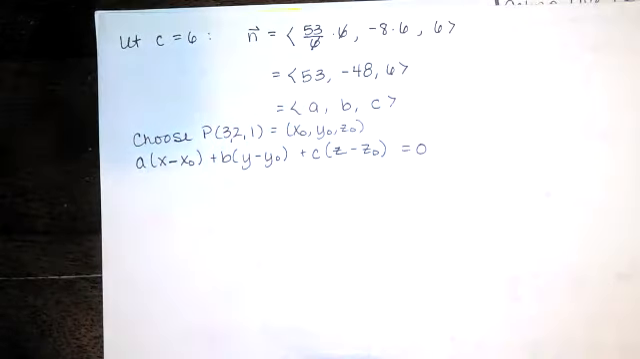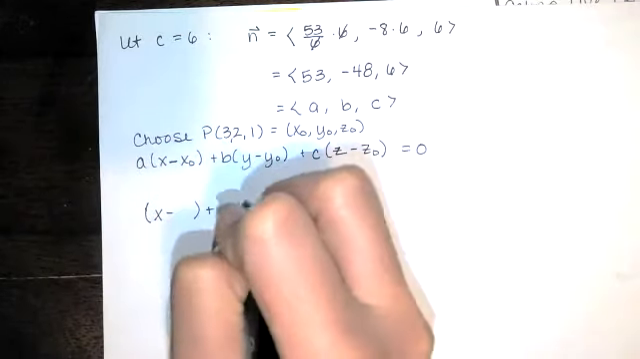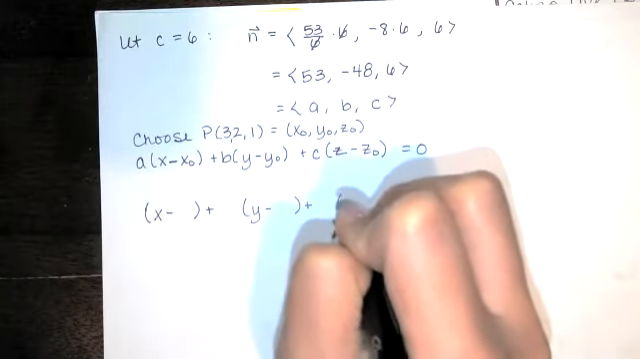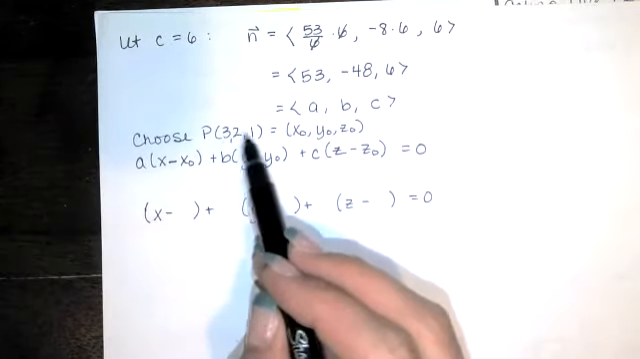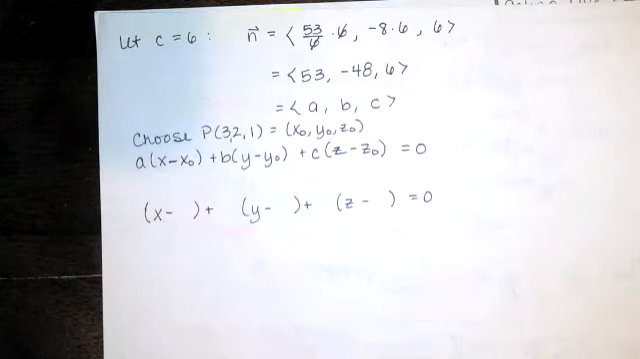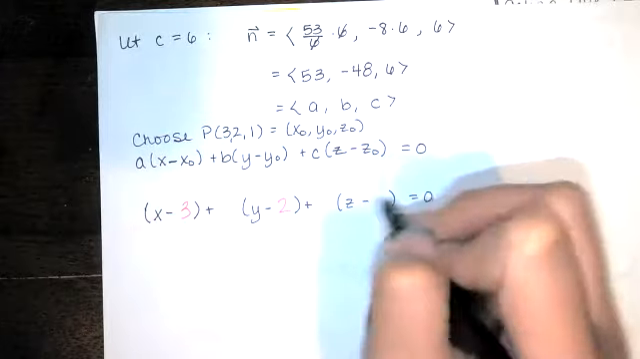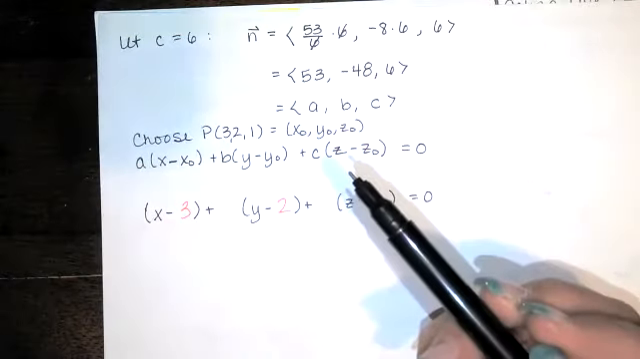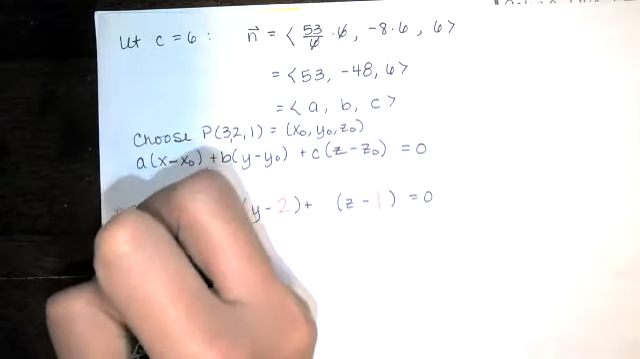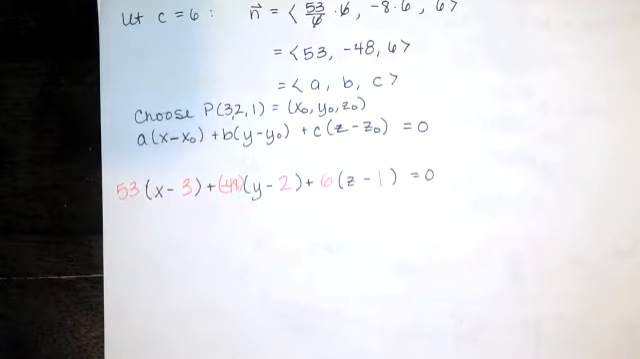And now we'll just substitute. I've got A times x minus x naught plus B times y minus y naught plus C times z minus z naught. Initially, I'm just going to leave spaces for all of those numbers, and then I'll substitute them in. X naught, Y naught, Z naught is 3, 2, 1. So we have a 3 here, a 2 here, and a 1 here. And then my coefficients, A, B, and C, are 53, negative 48, and 6. And that is the equation of the plane. We just have to simplify it, and then we'll be done.